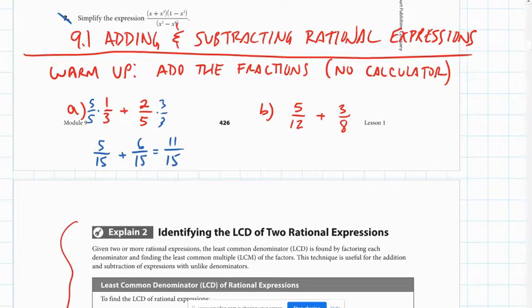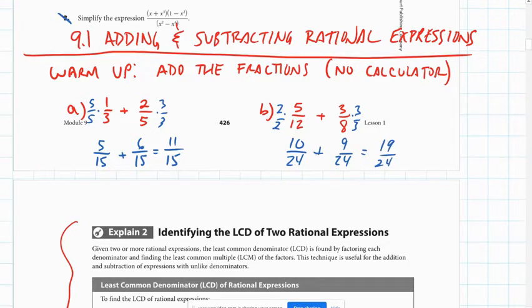The least common denominator for 12 and 8 is 24. Both of those numbers divide evenly into 24. So this one we would have to multiply by 2 over 2 to get 24 in the bottom. That gives us 10 24ths. And this one we would have to multiply by 3 over 3 to get 9 24ths. And so our answer then is 19 24ths.